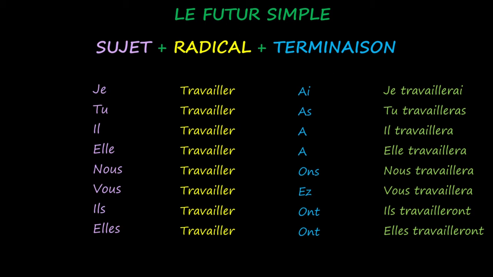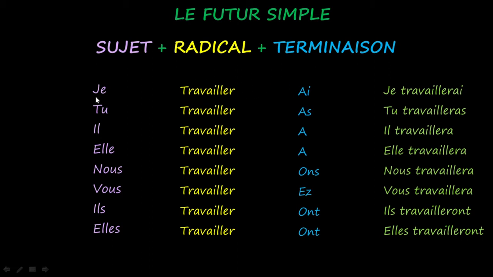E, ES, E, ONS, EZ, ENT, right? For the futur simple, these are the endings: AI, AS, A, ONS, EZ, ONT. I hope you remember, this is actually similar to the conjugation of the verb avoir in present tense. Just for nous and vous, the AV is missing, right? So the rest is actually the verb avoir. You can see AI, AS, A, and then ONT. So it's an easy way to remember the endings of the futur simple. It's actually the verb avoir in present tense, right? So we just add the endings to the radical.